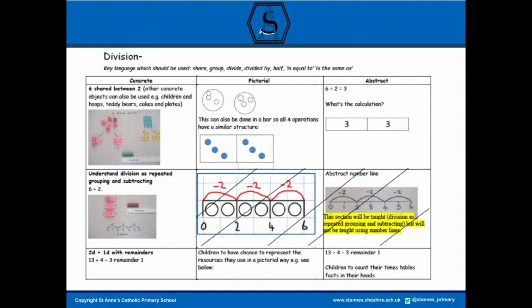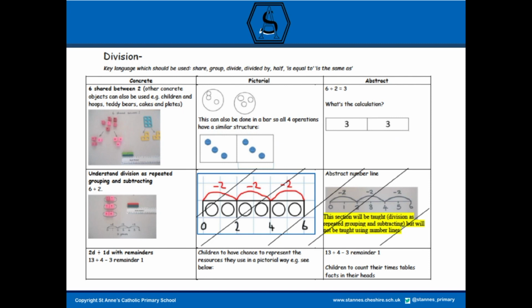You can see here as well, they use the bar model to show how the 6 can be divided into 2 equal groups. We then move on to understanding division as repeated grouping and subtraction. Now I've crossed out the number line method because we don't teach this using the number line method, but the children do need to understand that division can be repeated subtraction. So we've got 6 as the whole, we take away 2, take away 2, take away 2, and that's 3 times.